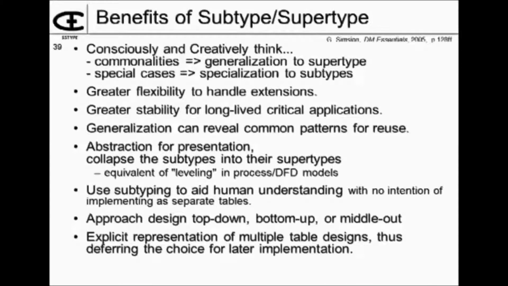This is the equivalent of what's known as leveling in the process world. You're probably all familiar with DFDs where you take a process and you explode it, basically. They call it leveling. Well, subtypes and supertypes in the database world is exactly the same process. We use subtyping to aid human understanding with no intention of implementing as separate tables. Sometimes you can just use subtyping and supertyping to try to reflect what the users are telling you. Okay?